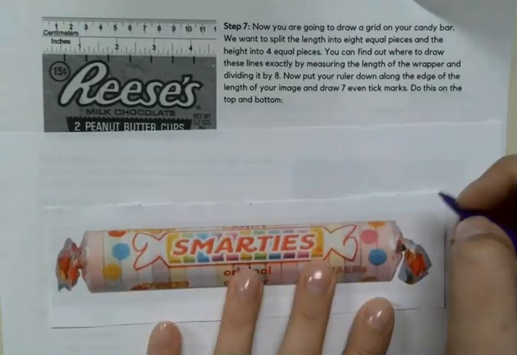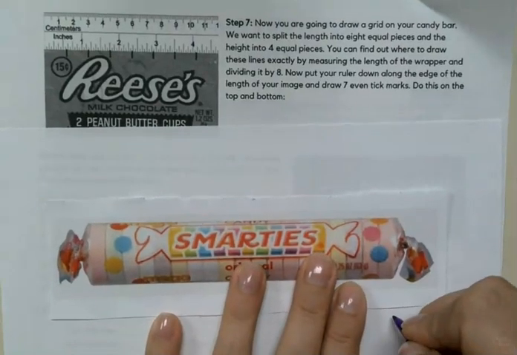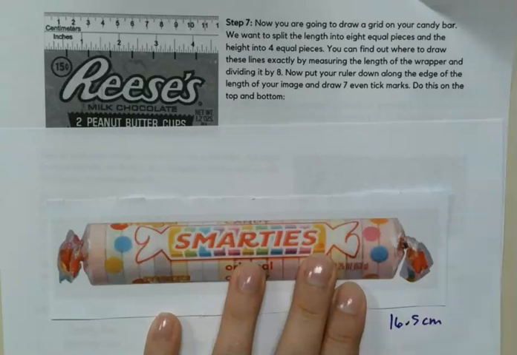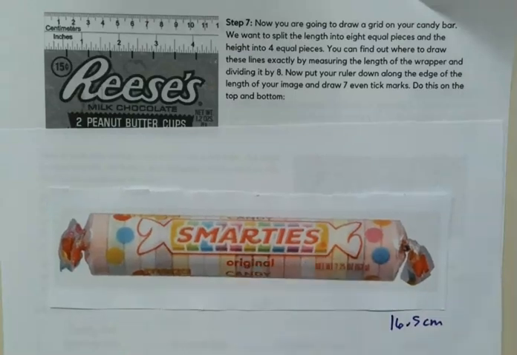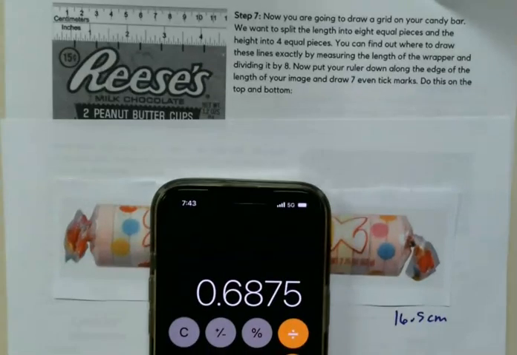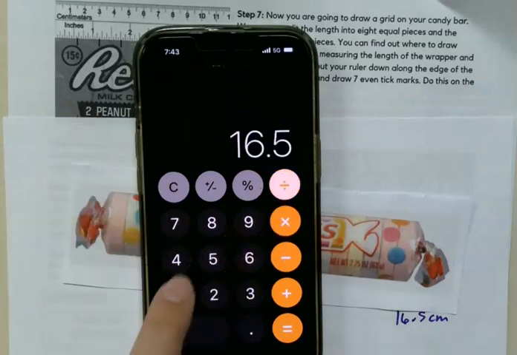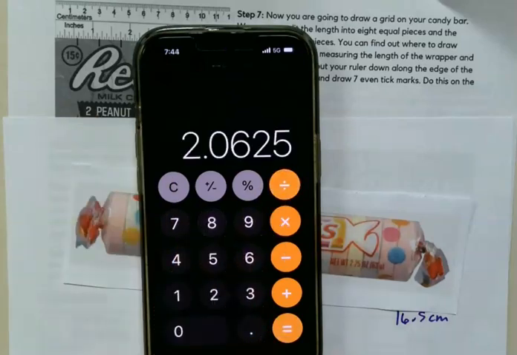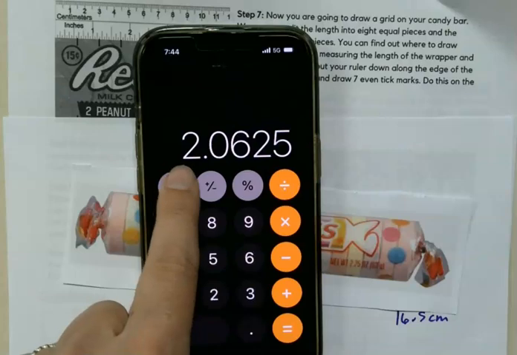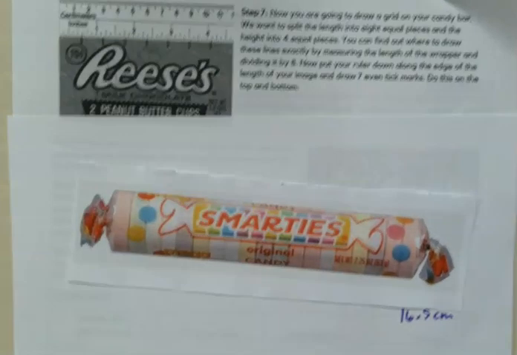So the length of my candy bar wrapper, remember, was 16.5 centimeters, right? So I'm going to use a calculator, and I'm going to put 16.5, and I'm going to divide it by 8 because I want to know how big each section is going to be. And I end up with 2.0625. That decimal is really hard to use on a ruler because we don't have segments that small. So I'm just going to round this to 2 centimeters for each segment.